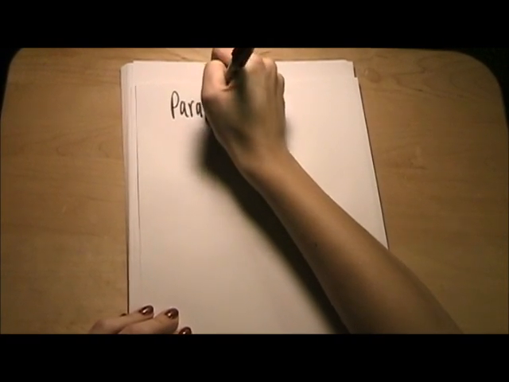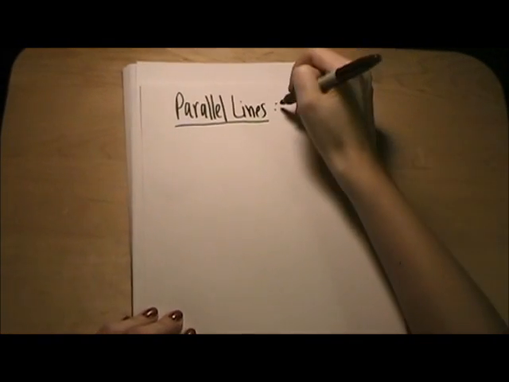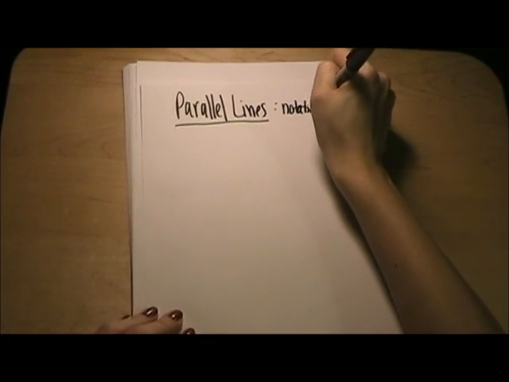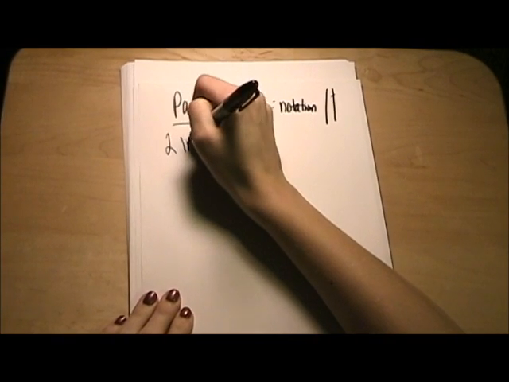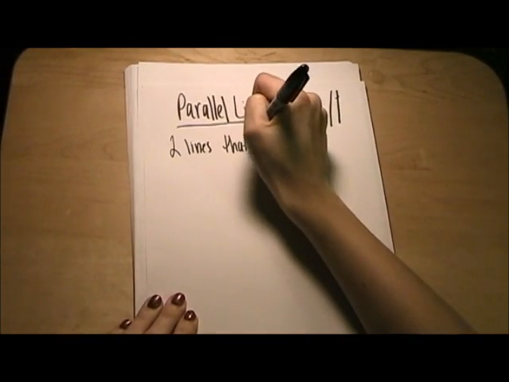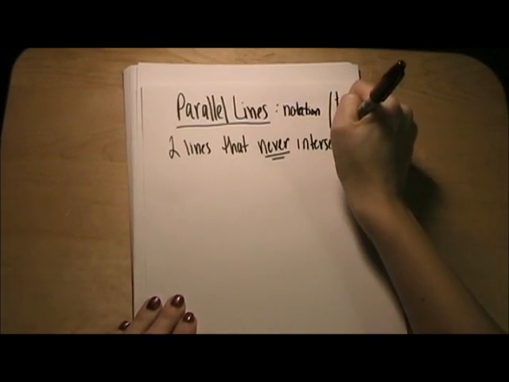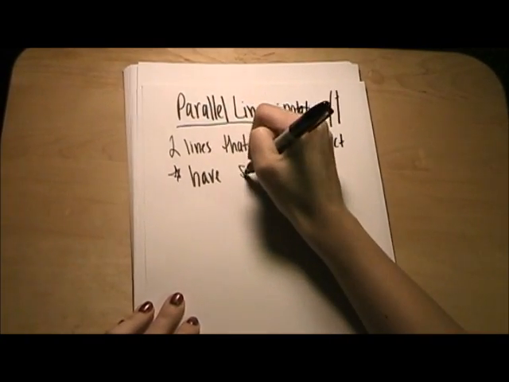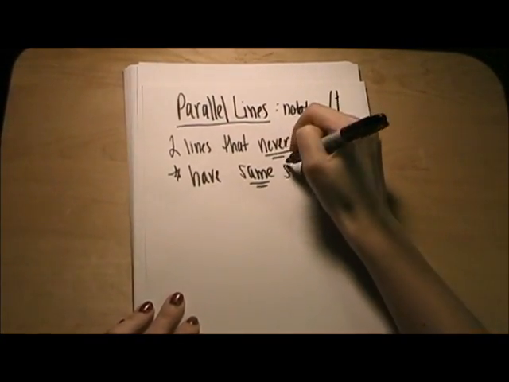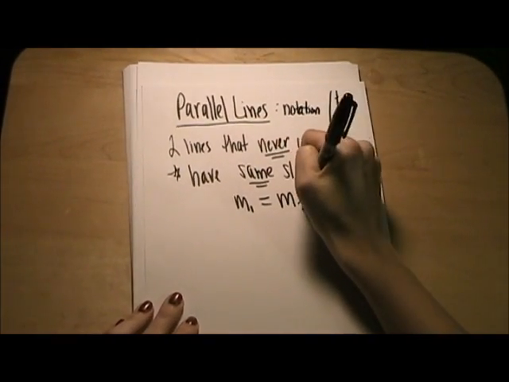Then we can talk about parallel lines. The notation, two lines like that. Okay. Parallel lines are two lines that never intersect. So therefore, they have the same slope. So M1 equals M2.